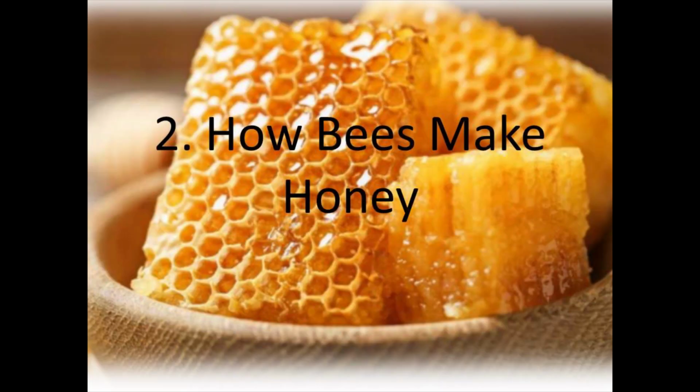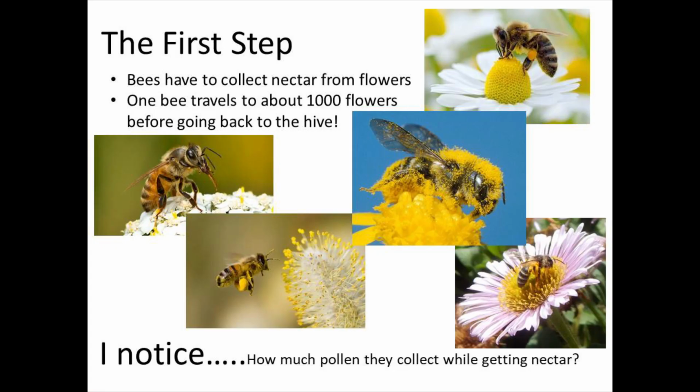My name's Grant Morris, and I'm going to show you how to nature journal how bees make honey. The first step, bees have to collect nectar from flowers. One bee travels to about 1,000 flowers before going back to the hive. I noticed how much pollen they collect while getting nectar.